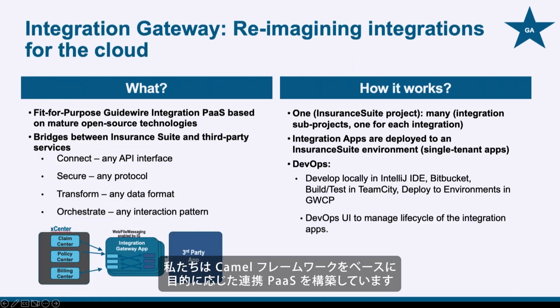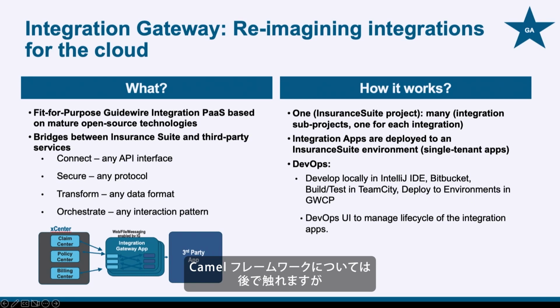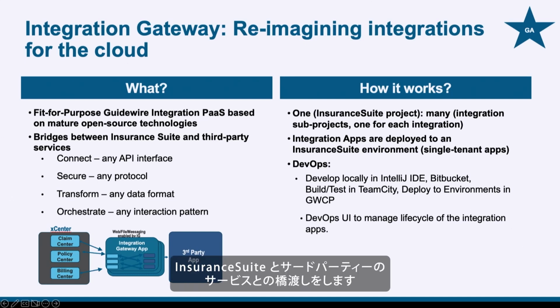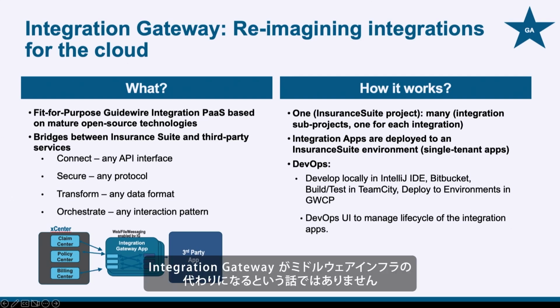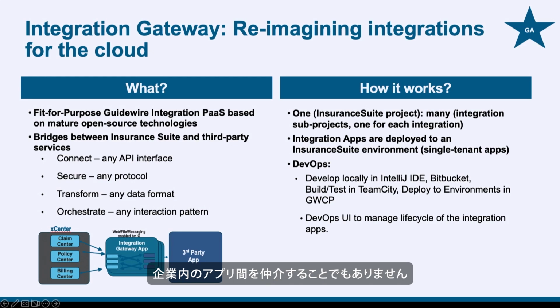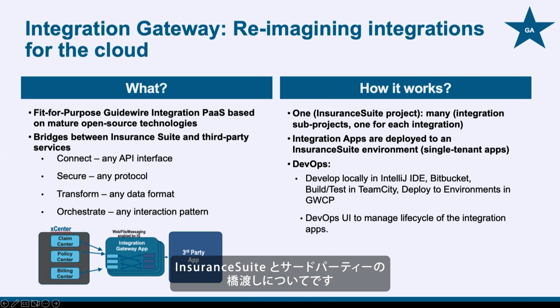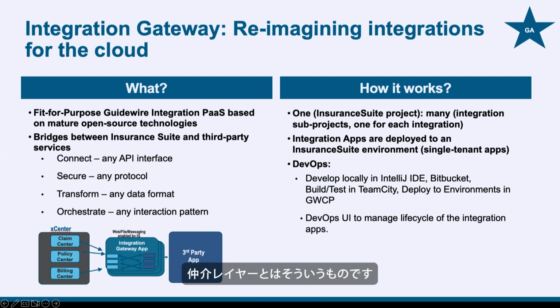This is why we are building these fit for purpose integration paths based on the CAMEL framework, and we will talk about the CAMEL framework. So, the integration gateway, like we were saying, is a mediation layer. It helps you bridge between the insurance suite and your third party services. I just want to let that sink in. We are not talking about integration gateway being a replacement for your middleware infrastructure. It is not about mediating any app in an enterprise to any app in an enterprise. This is about bridging the insurance suite with a third party. That is what the mediation layer is about.